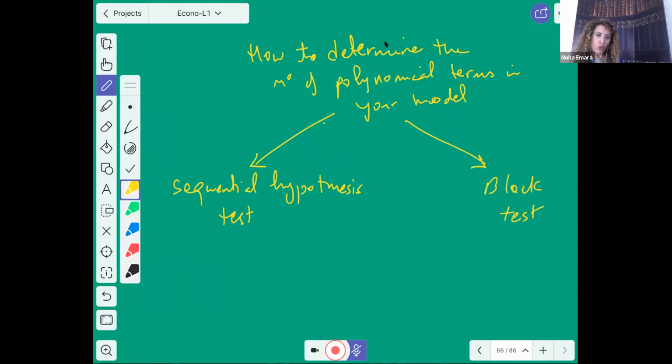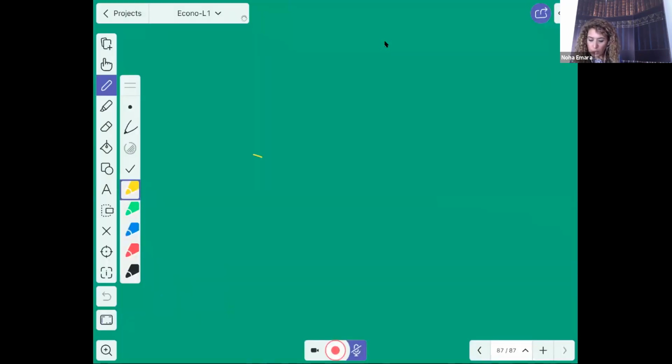So you can do a sequential or a block test, or a combination of the two. How it works. Let's start with the sequential hypothesis test. Remember, what you need to do is determine whether I need up to power 4, up to 3, up to 2, or just linear. So you start with the sequential hypothesis test.